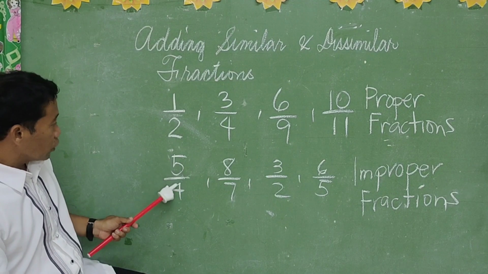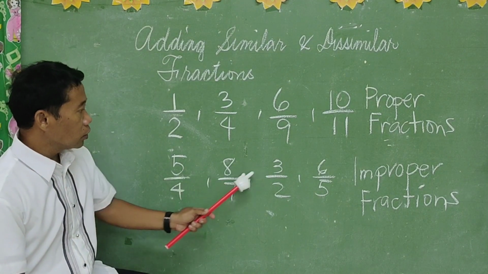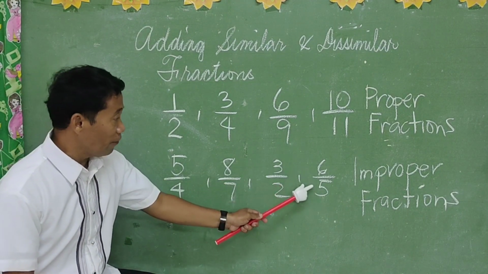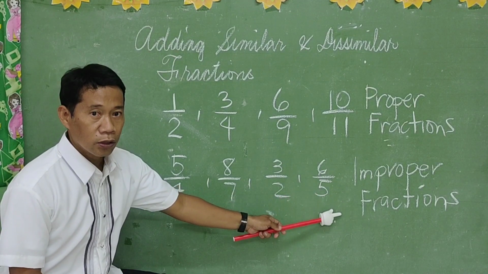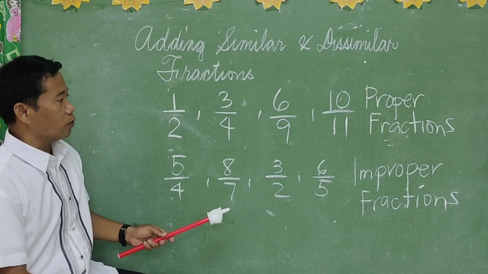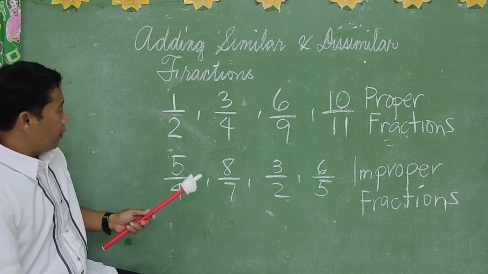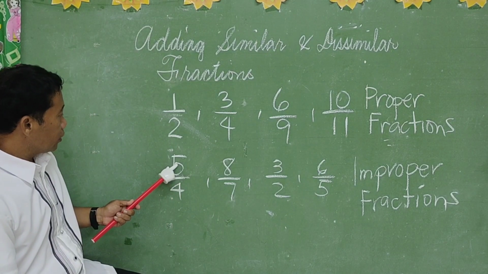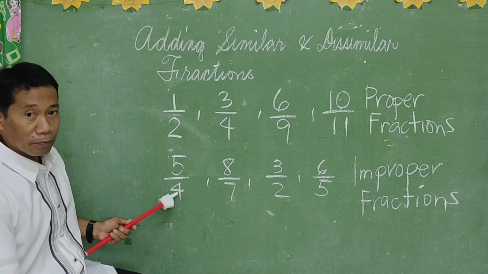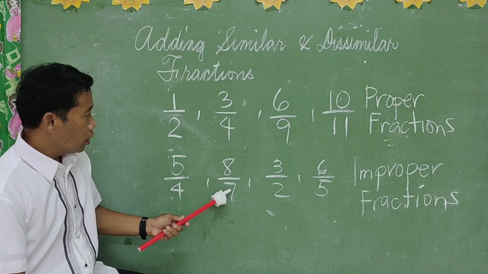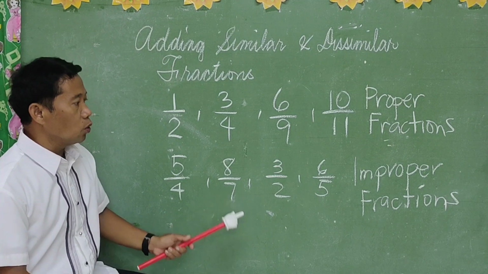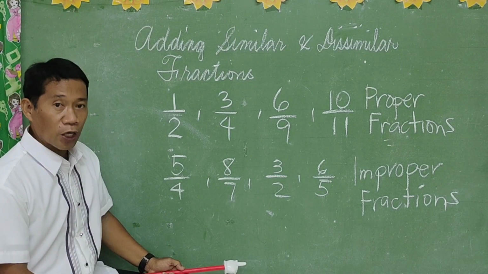Next is 5/4, 8/7, 3/2, 6/5, which are called improper fractions. Unsa nga po ilahanan nga matawag nato na sila og improper fraction? If this number here is bigger than this number here. Kung dako sa ibabaw, gamay sa ubos, that fraction is called an improper fraction.